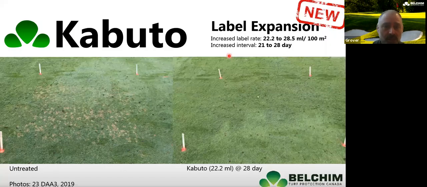And then what's brand new for us this year is we finally have our 21 to 28 day registration. So, label expansion. Our 21-day rate would be 22.2 mL, and our 28-day rate would be 28.5 mL. So the untreated on the left and treated on the right. Unfortunately, Kabuto does nothing for worm castings.